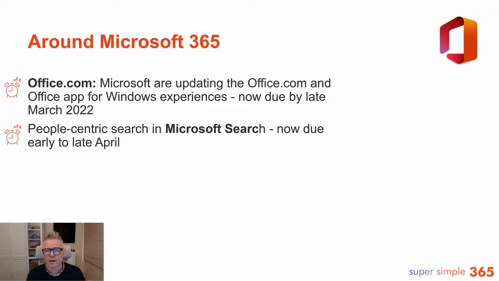So when you do a search in Microsoft Search for, say, a file, it's going to then start highlighting people, and it might be that actually it turns out that Crazy Bob is the person who's had something to do with the files that you want. So then you can do a search by that person. Your search will go more of a people way rather than a search term way. Look out for that, folks. It is due early to late April.